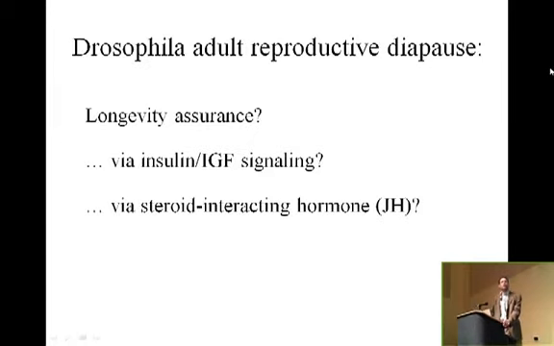So the first kinds of questions I asked when I set up my lab at Brown was to try to ask, does reproductive diapause in Drosophila confer longevity assurance? If it does, does it work through insulin signaling? And are there other hormones that are involved? And the one that I was particularly interested in was not steroid hormones, but juvenile hormone, because it's known that juvenile hormone regulates diapause states in a lot of insects. So this seemed to be an important place for me to look, and I'll be talking about work with that in a minute.